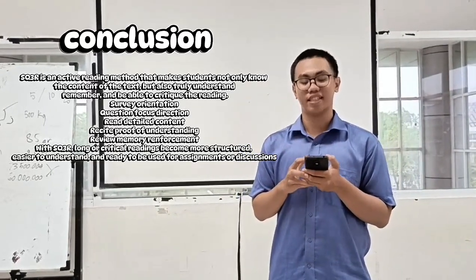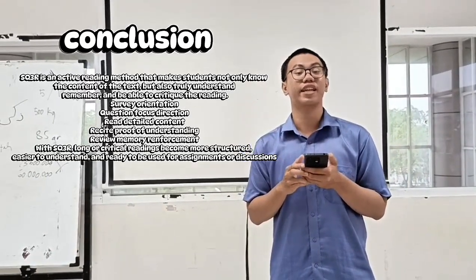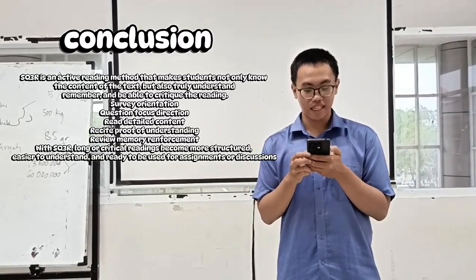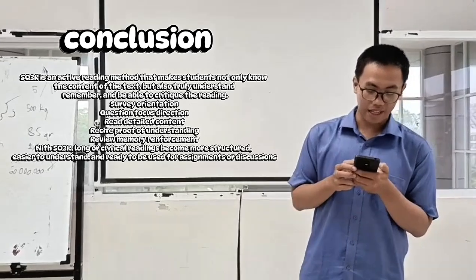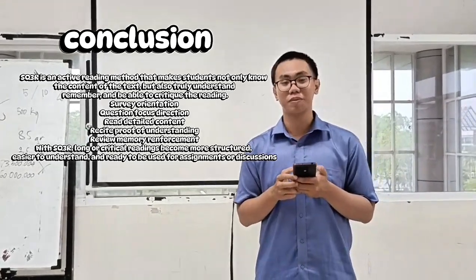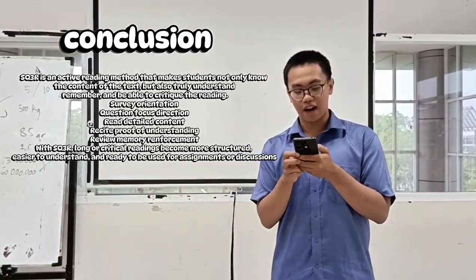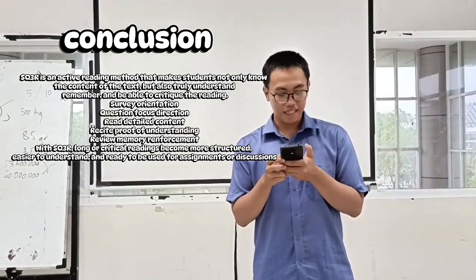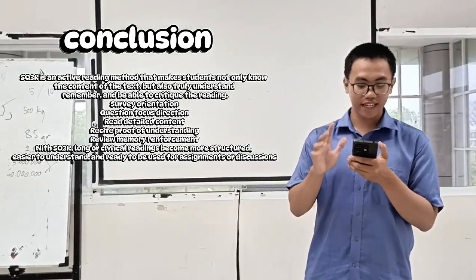Survey is orientation. Question is a focused direction. Read is the detailed content. Recite is a proof of understanding. And review is memory reinforcement. With SQ3R, long or critical readings become more structured, easier to understand, and ready to be used for assignments or discussion.